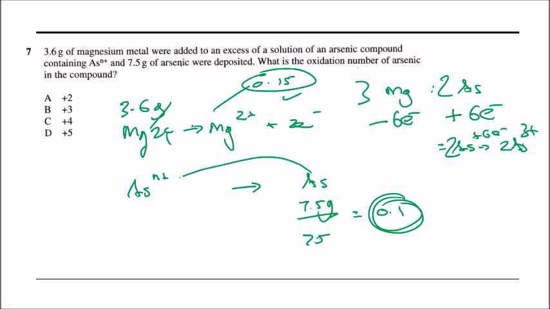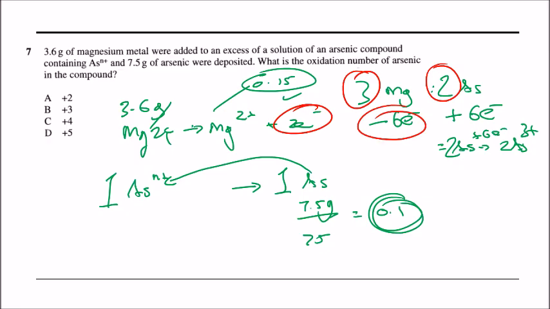So the number of moles of arsenic has to be in a 1-to-1 ratio to the arsenic ions. It can't be anything else. So the number of moles of arsenic ions that I'm starting with is 0.1 to the magnesium 0.15. That gives me a ratio of magnesium moles to arsenic moles of 0.15 to 0.1, which in whole numbers is 3 to 2. When I carry out oxidation of a magnesium atom to a magnesium ion, each magnesium loses 2 electrons. So if the ratio is 3 magnesiums, I must be losing 6 electrons.